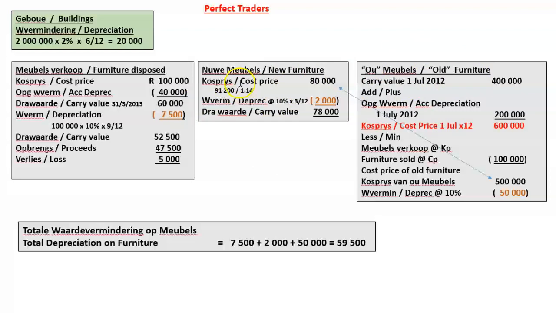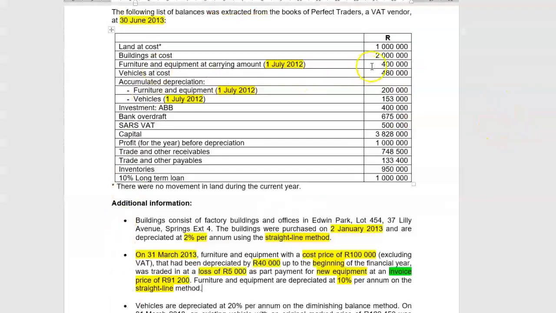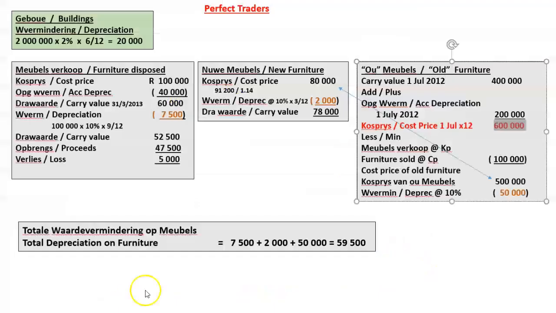Now, you must remember that only 100,000 of the initial 600,000 cost price, which I had at the beginning of the year, was sold. That 400,000 there plus that 200,000 there gave us the cost price at the beginning of the year. So we've only sold 100,000 worth in cost price. So we still have the other 500,000 cost price, furniture and equipment on hand, and therefore we must also make provision for depreciation on those equipment.